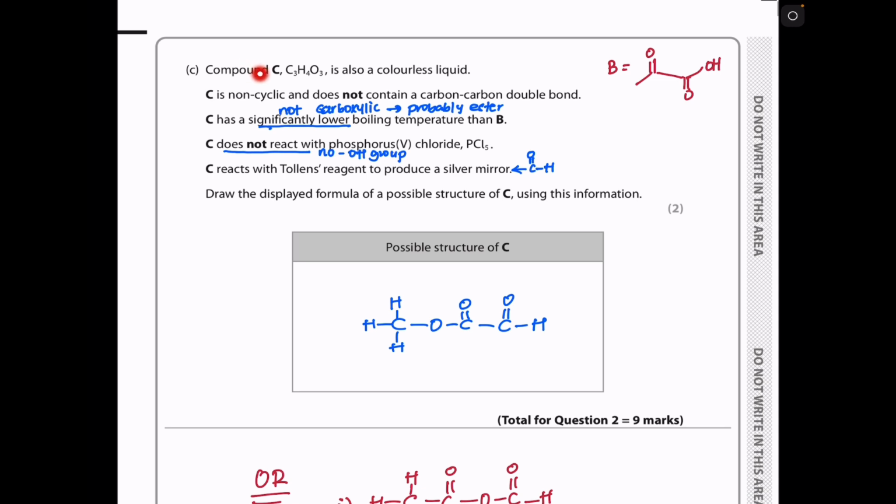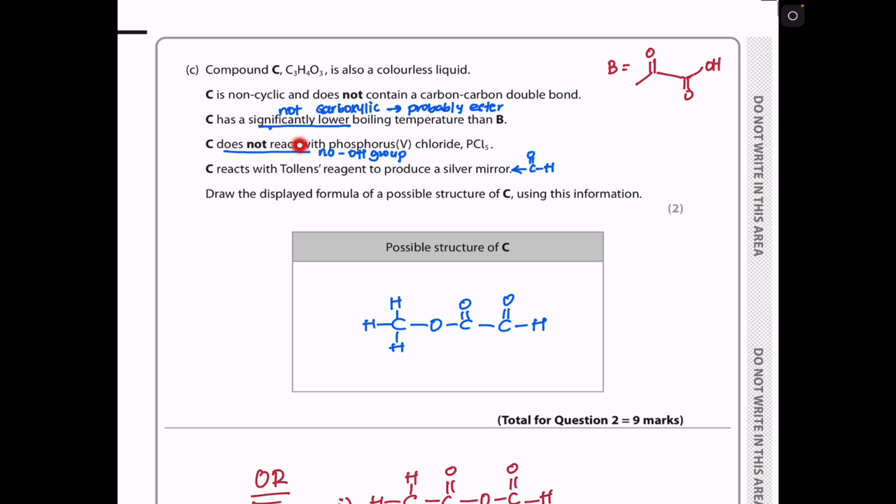Then part C says compound C, which is that formula, is also a colorless liquid. C is non-cyclic and does not contain a carbon-carbon double bond. C has a significantly lower boiling temperature than B. Since they're isomers and it has a lower boiling point, this is not a carboxylic acid. It could probably be an ester because carboxylic acids and esters are isomers.